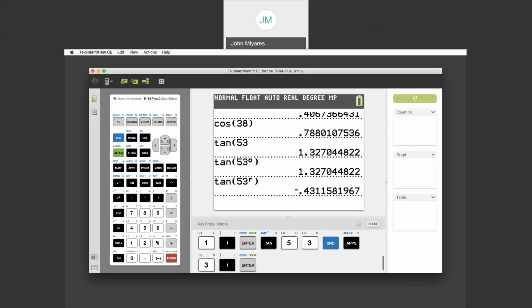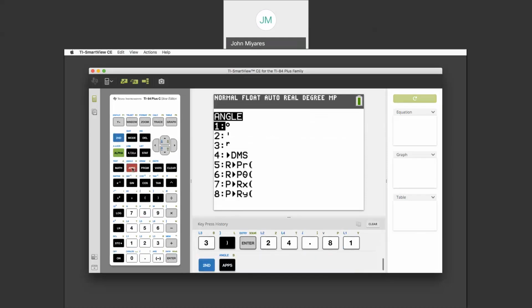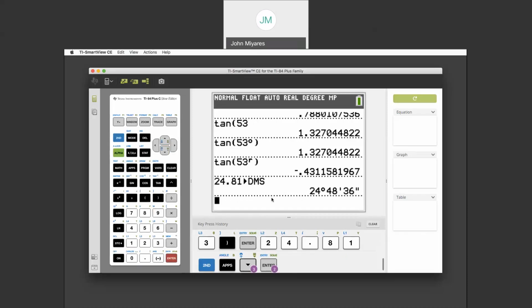Now, let's say I wanted to convert an angle measurement that was in decimal degrees into degrees, minutes, seconds. What I could do is say 24.81 degrees, and then I'm going to go to my angle menu, second function, apps, and I'm going to choose option 4, which I can either click by pressing the number 4, or I can click the down arrow 3 times to choose DMS. And what that will then show me is that 24.81 degrees becomes 24 degrees, 48 minutes, and 36 seconds. And there you have it.